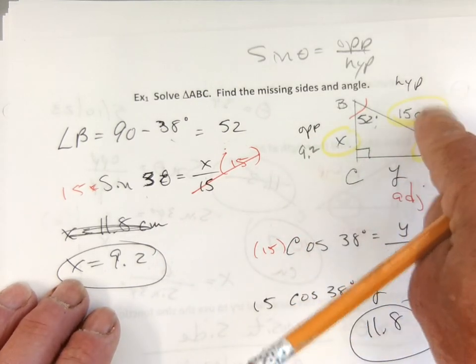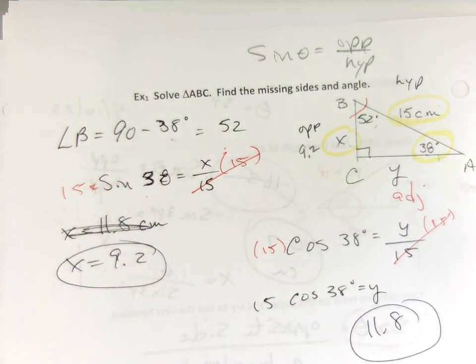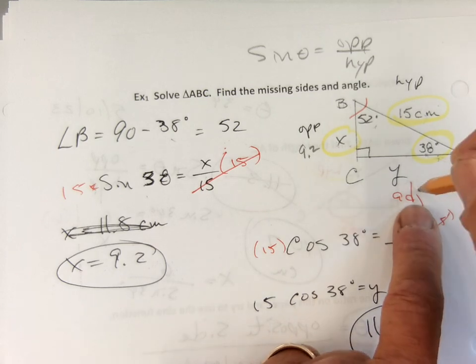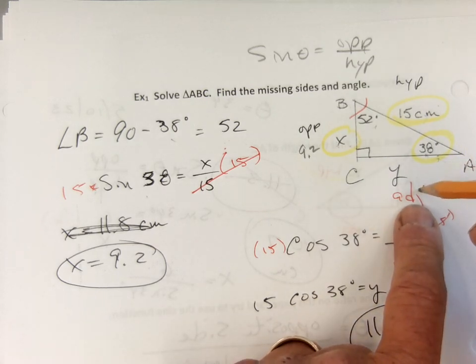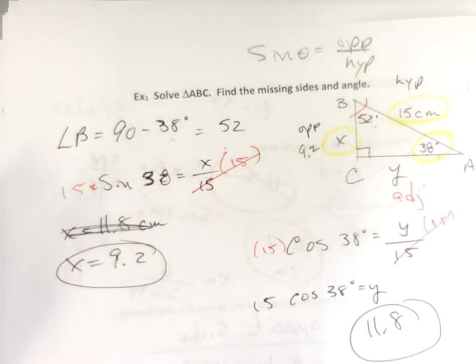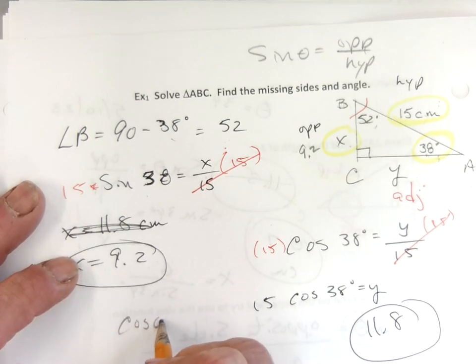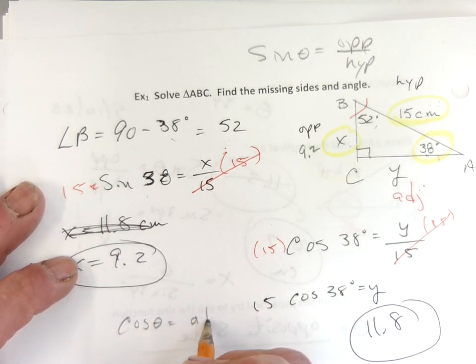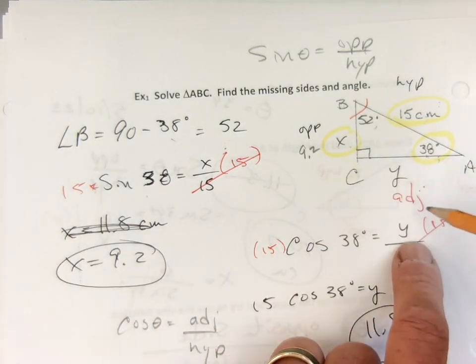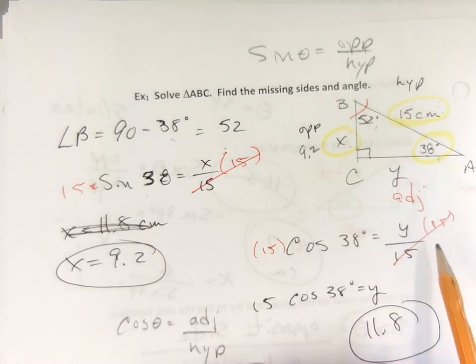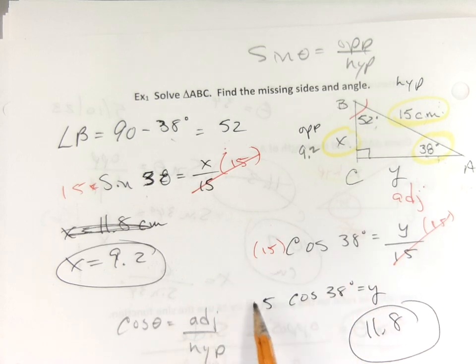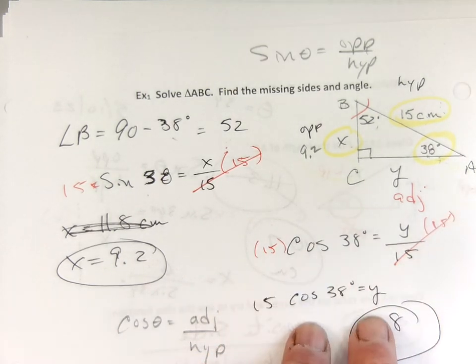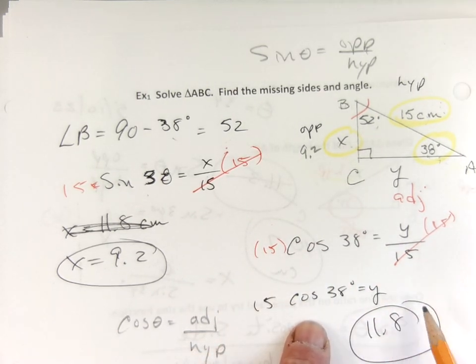Well, then we could have used, if we have 9.2 here, we could use Pythagorean's theorem, a squared plus b squared equals c squared, but it's actually faster and easier to use cosine, because if I want to find the adjacent and I have the hypotenuse, we'll just use cosine, because we know that cosine of theta is equal to the adjacent side over the hypotenuse. In this case, my adjacent side is y, my hypotenuse is 15, multiplied by 15 to solve for y, use my calculator, and I got about 11.8.